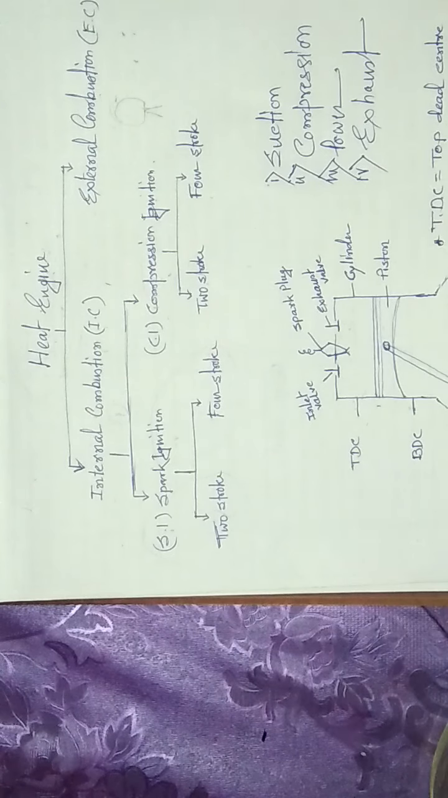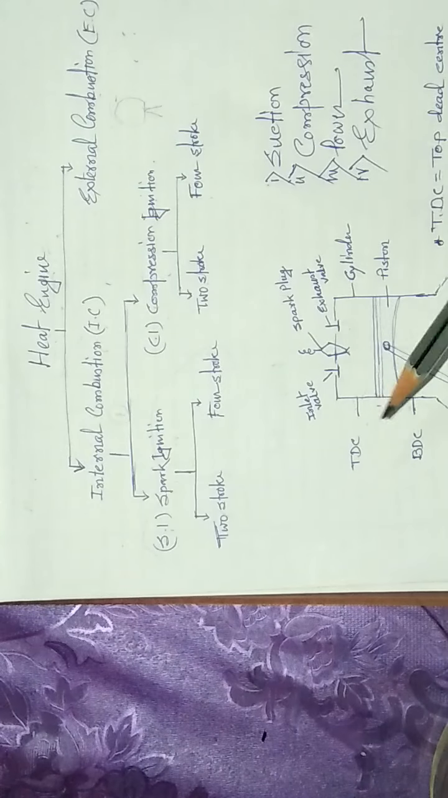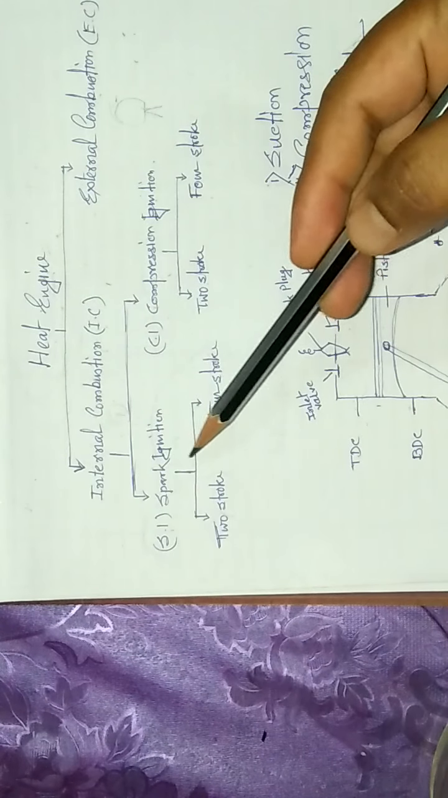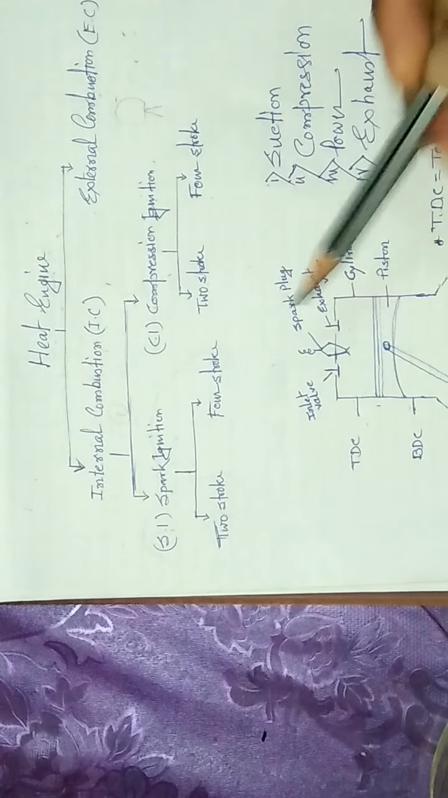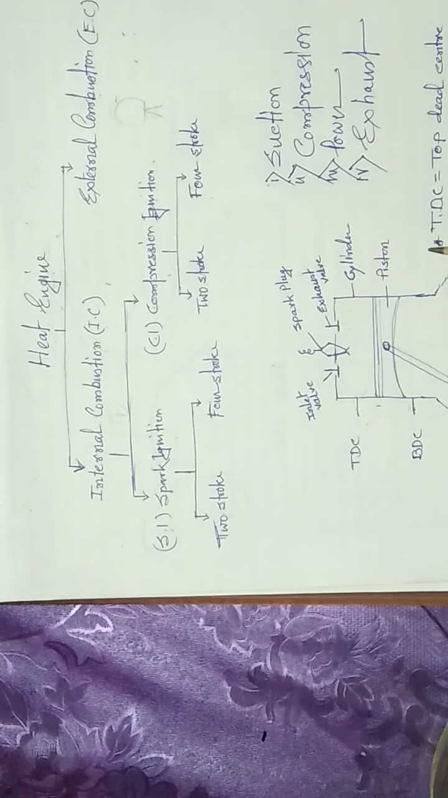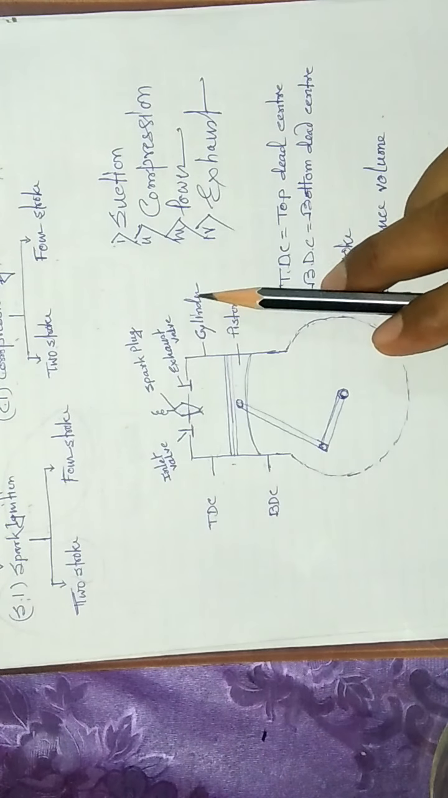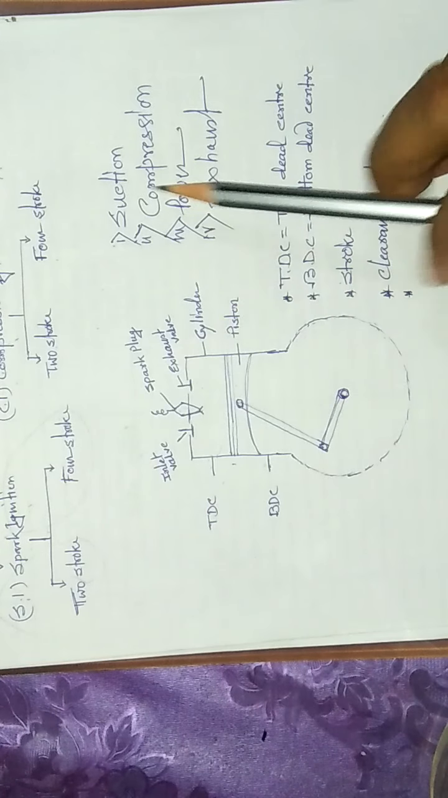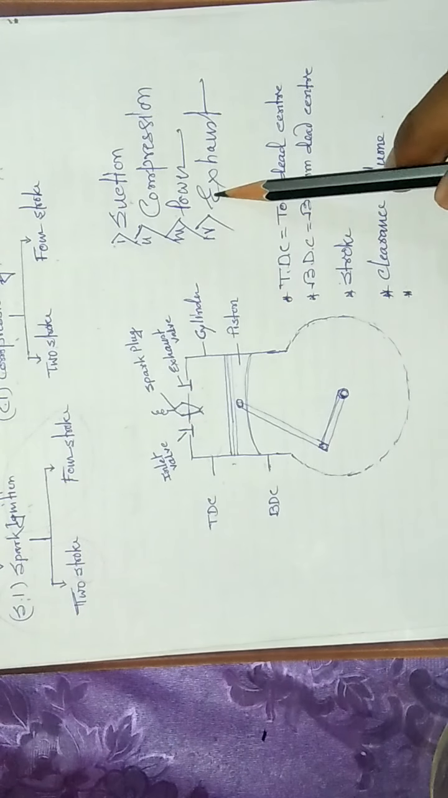Now, one of the most important engines is the four-stroke SI engine. Now we are going to study the working principle of the four-stroke SI engine. Let's see. The operation of the four-stroke SI engine occurs in four steps: suction, compression, power and exhaust.